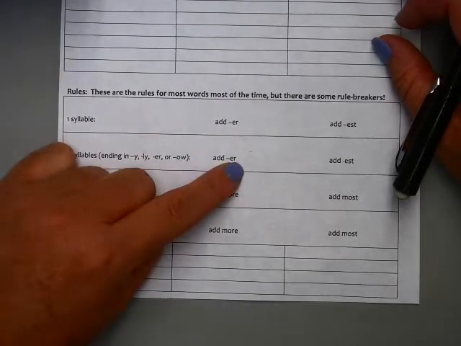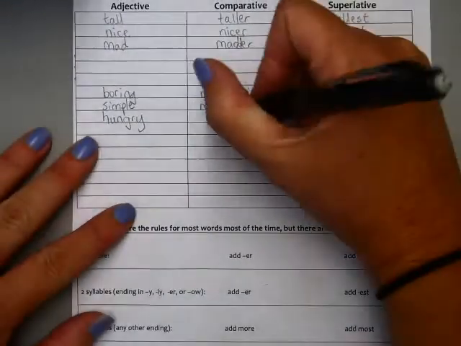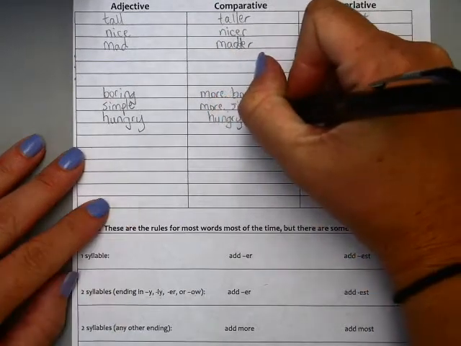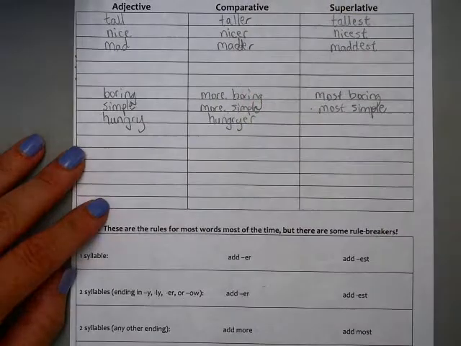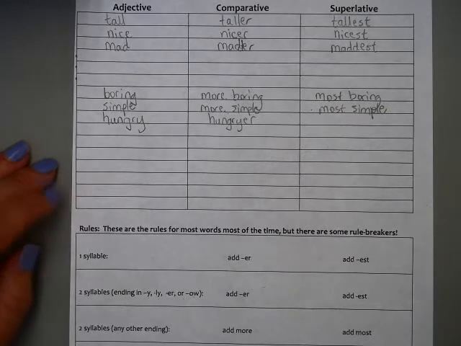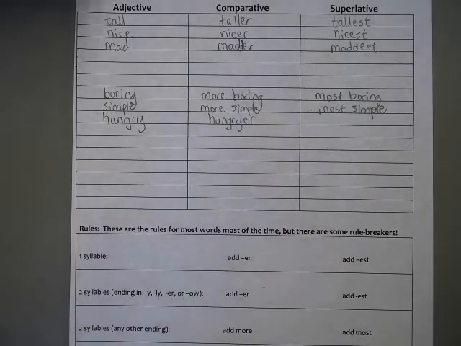So for this one, we're going to add er and est. So if you're going through this, you're probably going to go ahead and do it. Oh, hungrier. That just doesn't look right. All right, our rule for this one is if you're going to add a suffix to a word that ends in Y, you have to change the Y to an I before you add the ER or the EST.